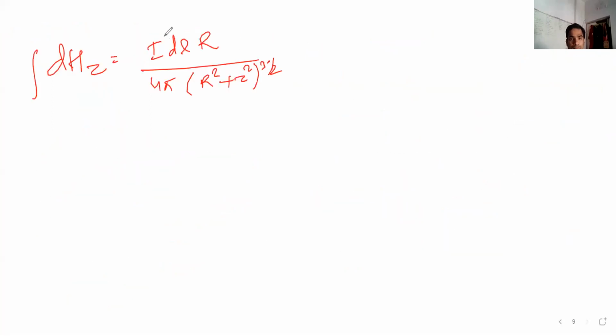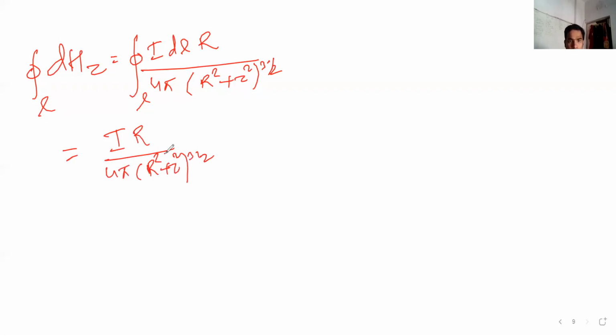So if you see my length, I will integrate it along the length, right? It is a line integral. So what will I get? I will get I, and dl is what? IR upon 4 pi, r square plus z square raised to 3 by 2, into 2 pi r. Integral dl is 2 pi r. So 4 pi, 2 pi gone, 2 remains. So what will I get?